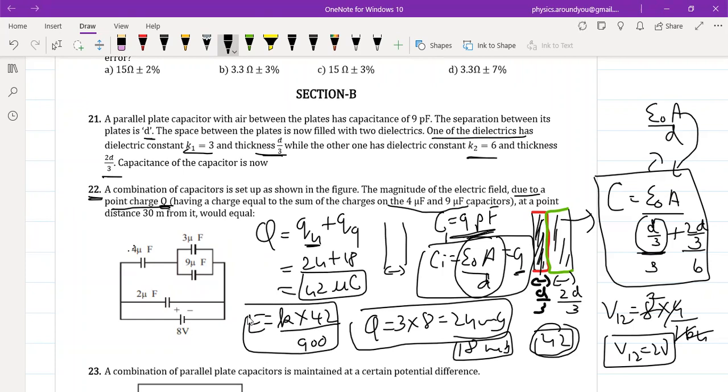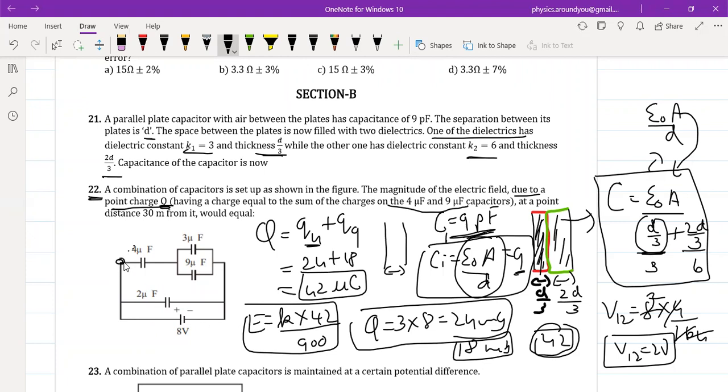They have made it tricky by making you think that the point charge Q has to do something with the circuit. It has nothing to do with the circuit. Point charge Q is somewhere else, but the magnitude of that charge is the sum of the two charges on 4 and 9. So this whole thing was just to club electric charge and fields and electric potential capacitance concept.